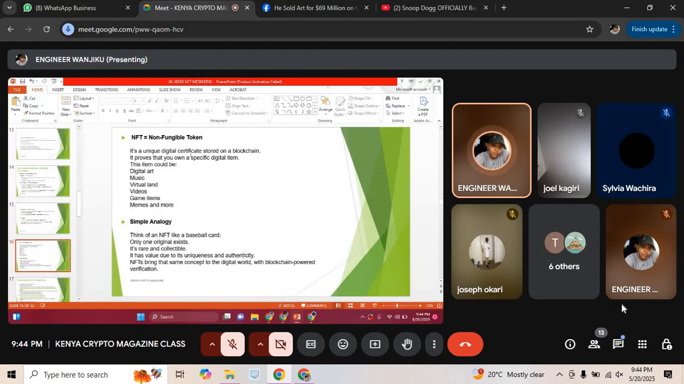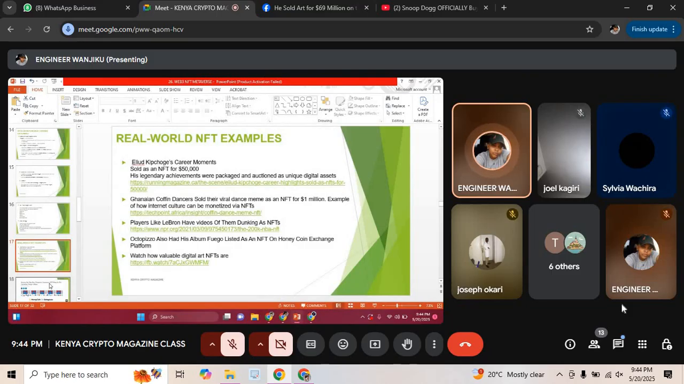So a simple analogy, think of an NFT as a baseball card. Only one original exists. It is rare and collectible. It has value due to its uniqueness and authenticity. So NFTs bring that same concept to the digital world with blockchain-powered verification.